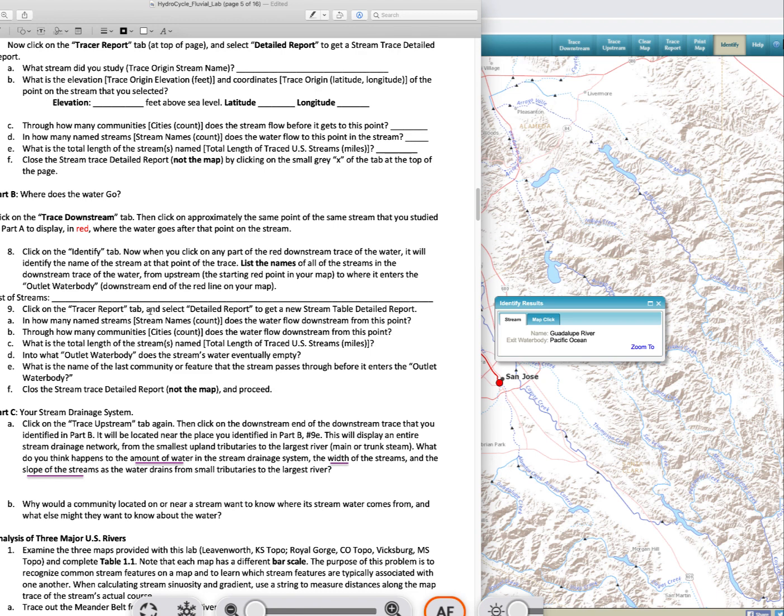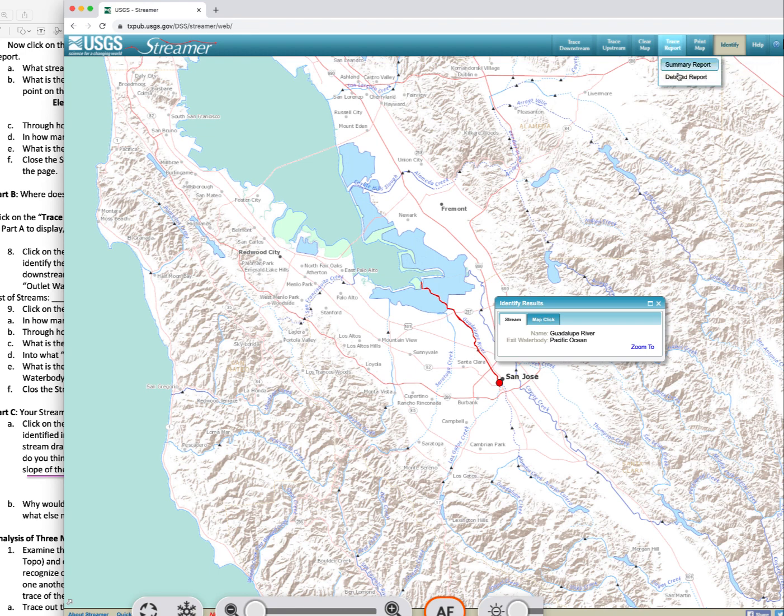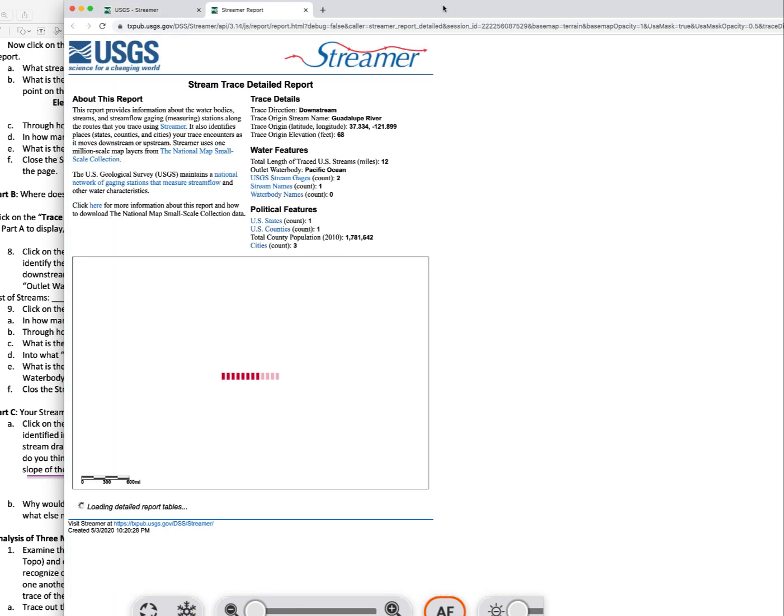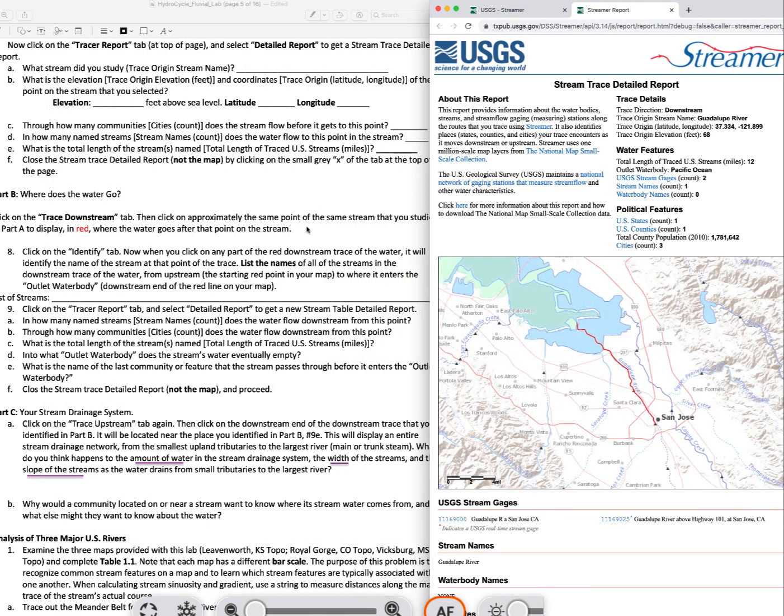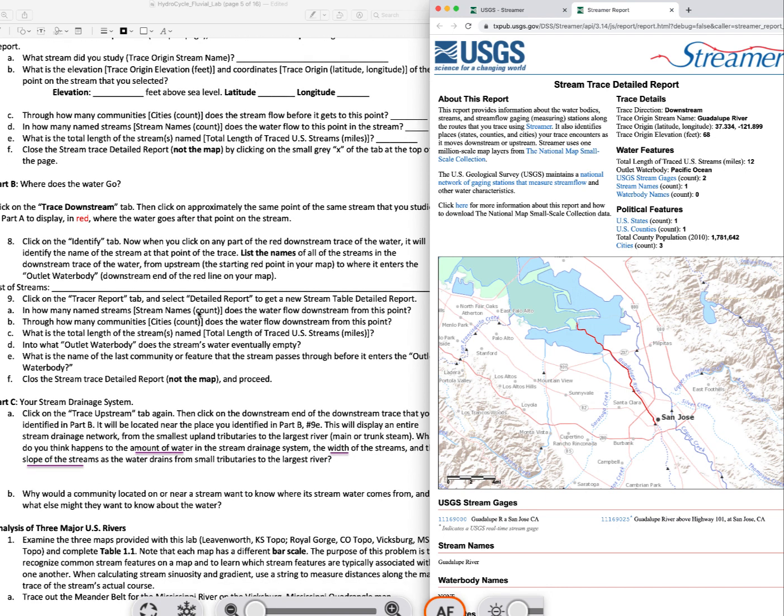Now we want to do the tracer report and the detail report for this one. So tracer report, detail report. Now what they're asking us here, so how many named streams does the water flow downstream? And 1, it's just the Guadalupe River. That's asking through how many communities? And for the cities count, 3. We're still giving us 3 there. So I guess we're going through some other towns here. I guess Alviso is over here as well.